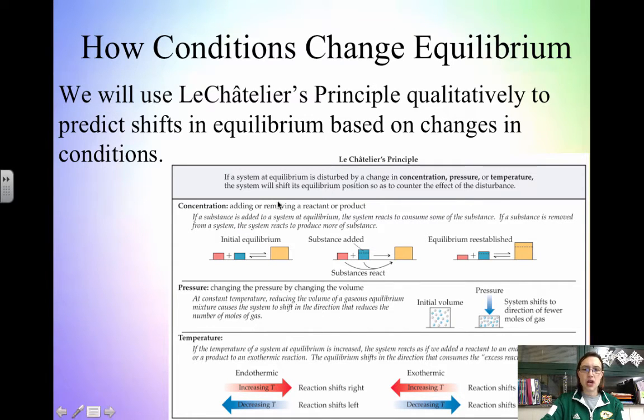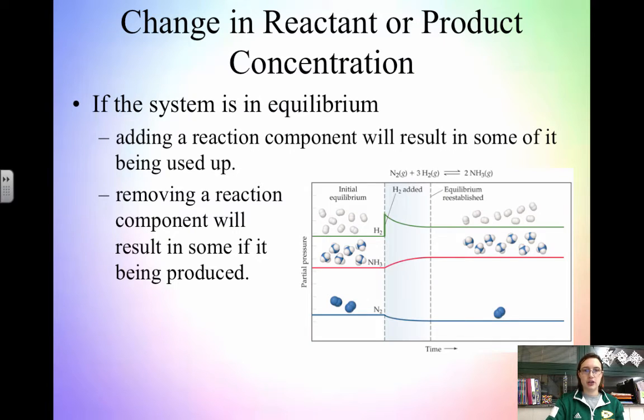So this visual, I think, is a great review of LeChatelier's principle. It gives each of the three effects that we're looking at, it gives what happens, and it even gives some good visuals. So we're going to start by looking at change in concentration. If a system is in equilibrium and we add either a reactant or a product, it's going to result in that being used up. So if we add a reactant, it needs to be used up to get back to equilibrium. If we remove a reactant, then we need to produce that reactant to get back to equilibrium.